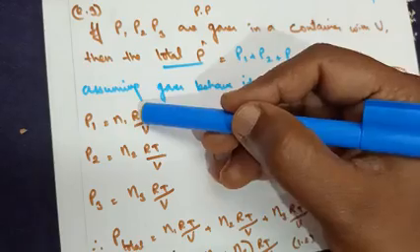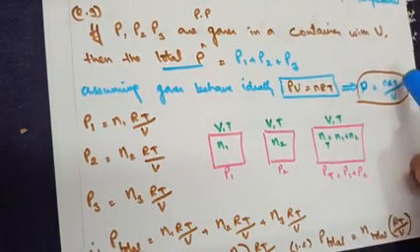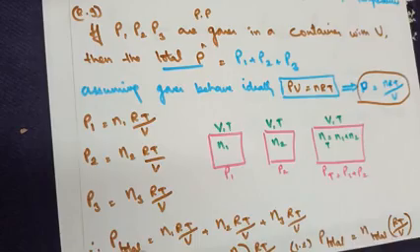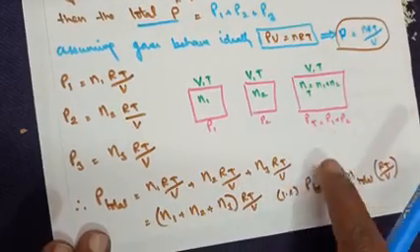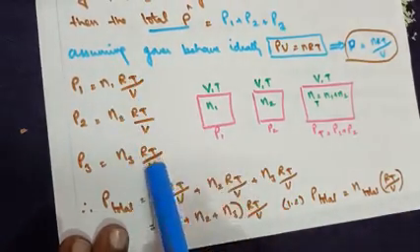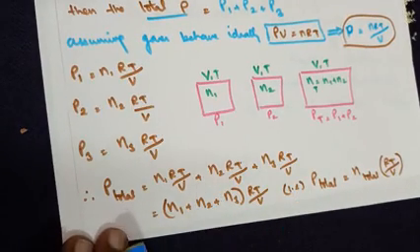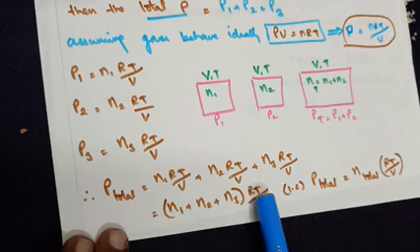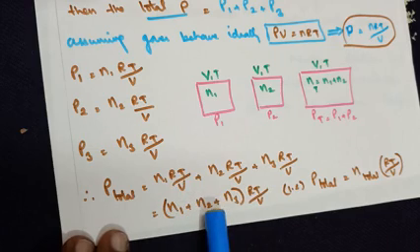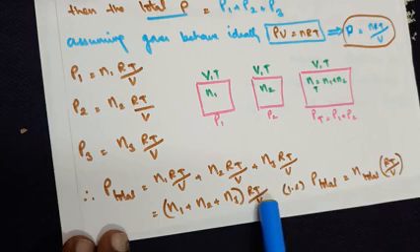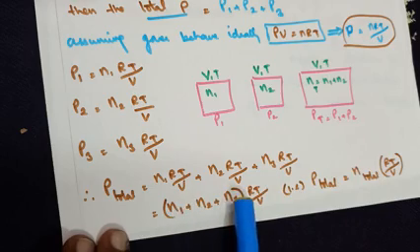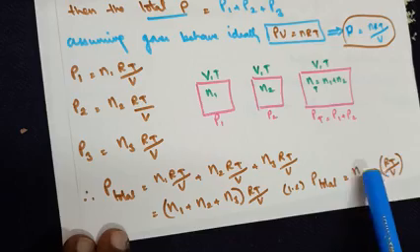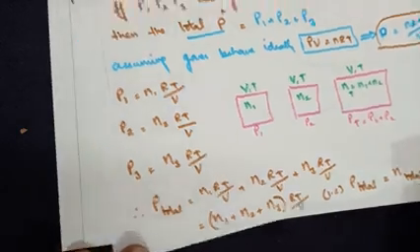But do you understand why we are writing this in all the three cases? Because the gas constant is a constant, and temperature and volume are the same in all the three cases. So finally, if we write all the three equations together, taking out the common factor RT by V, the formula will be P total equals (N1 plus N2 plus N3) into RT by V. That is, P total equals, now N1 plus N2 plus N3 can be written as N total, N total into RT by V.